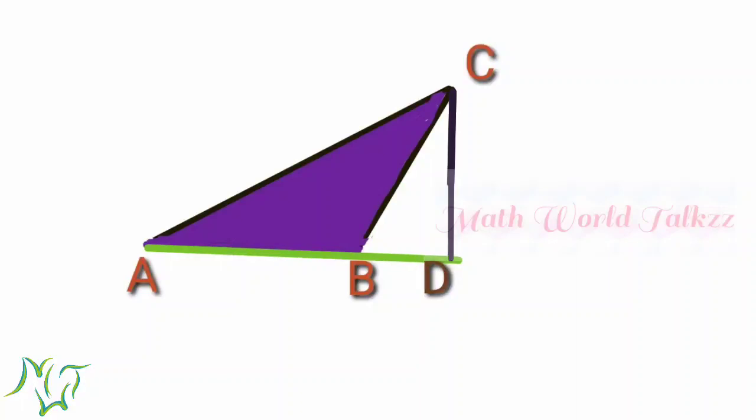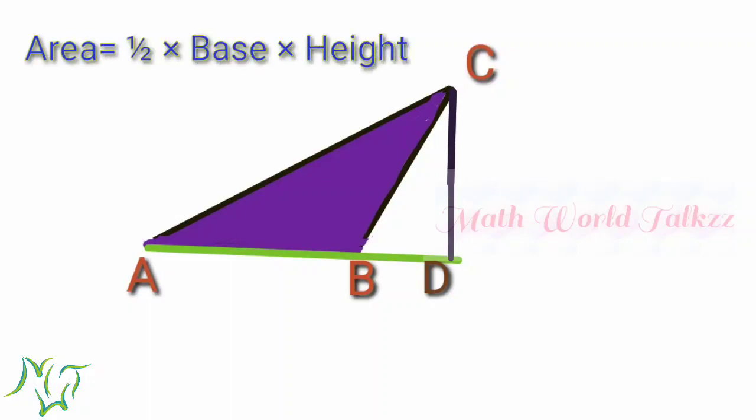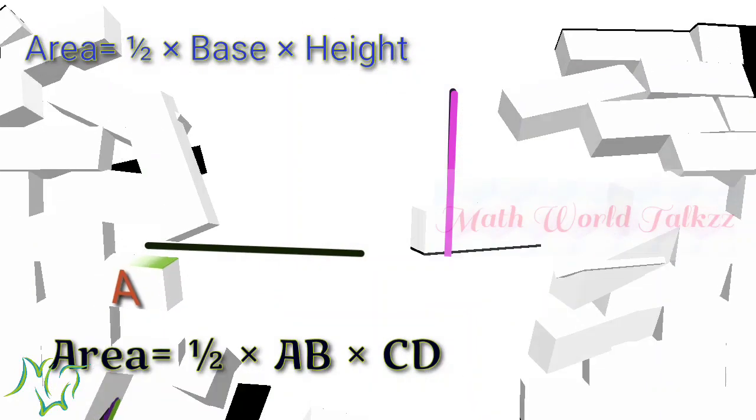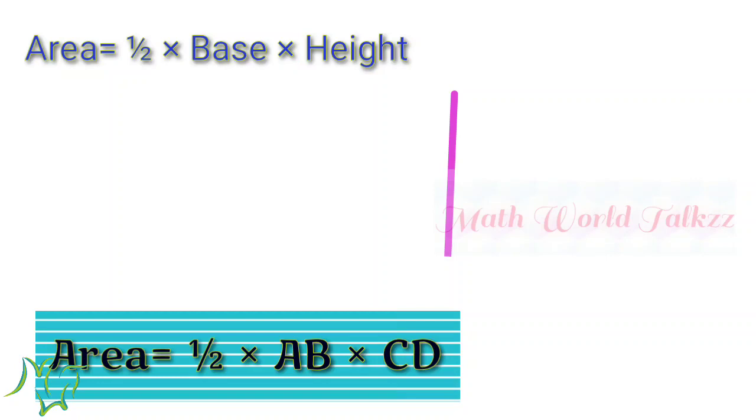So what is the area of this triangle? We know the area of a triangle is half into base into height. Here base is AB and height is CD. So the area of triangle ABC is equal to half into AB into CD.